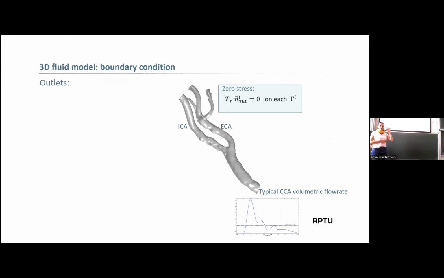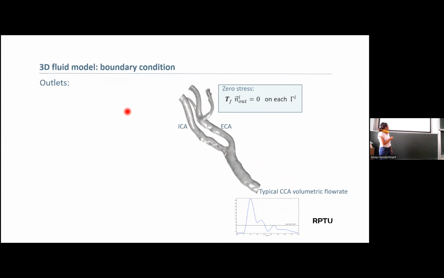The question of the outflow boundary condition is important in this case. We have a patient-based carotid artery. You see the common carotid artery, and the internal and external carotid arteries, which is also splitting into several daughter branches. At the inflow, we took a typical flow rate of the carotid artery, which has a wave-like behavior.